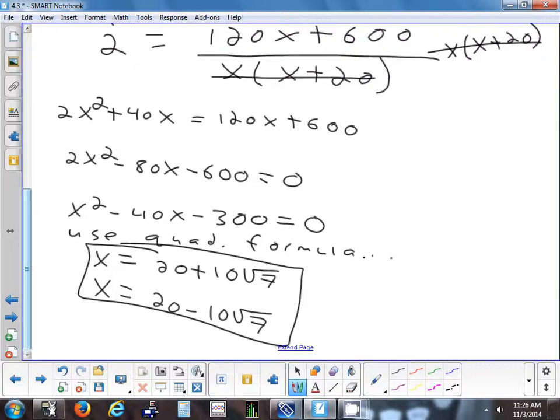Now, let's think for a second about what the square root of 7 would be. What two numbers is the square root of 7 between? Oh, James? 2, 3. Yeah, it's somewhere between 2 and 3, but it's bigger than 2, right? If you take a number bigger than 2 and multiply it by 10, you're guaranteed to get a number bigger than what?